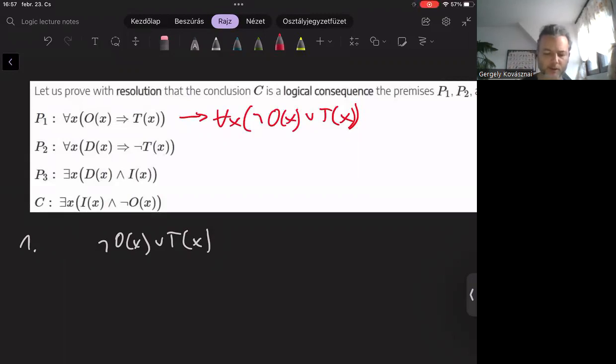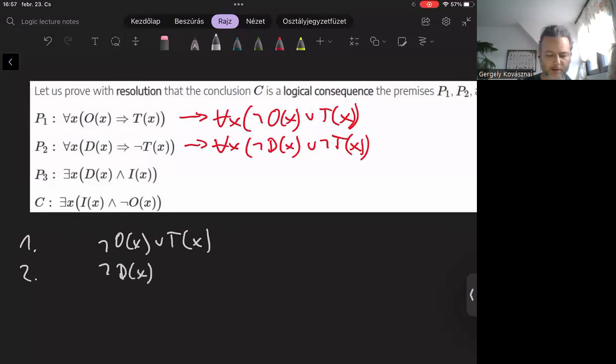Okay, let's continue with the second premise, which can be easily translated to CNF: for all x, not Dx or not Tx. And in a similar way, we add this as a new clause, but we won't display the quantifier. So the second clause is not Dx or not Tx.